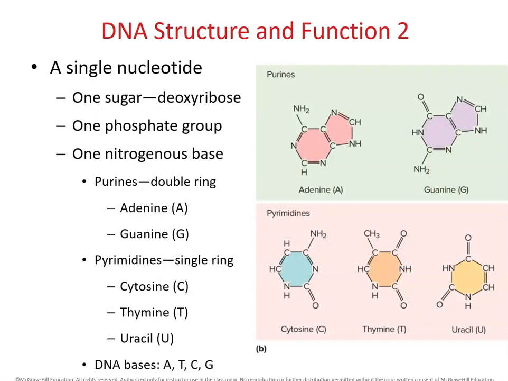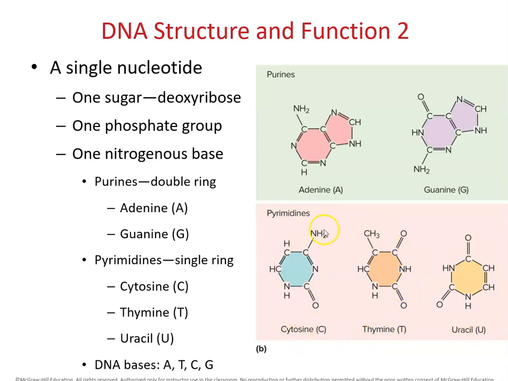We actually have 5 different nitrogenous bases that can be a part of our nucleic acids. Okay, so we have double ring structures called purines. There are 2 of them. We have an adenine and a guanine. Okay, so A and G, you'll see those abbreviated very, very often. And then we have 3 pyrimidines. Okay, so the pyrimidines are cytosine, thymine, and uracil.